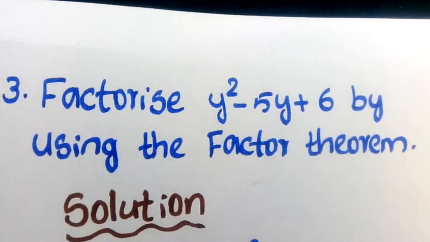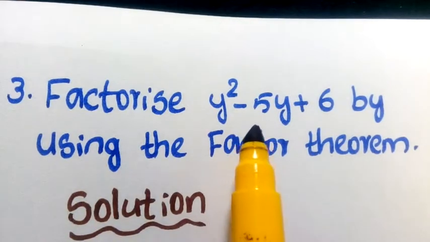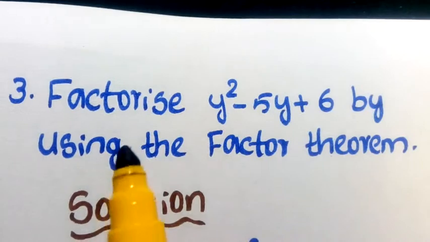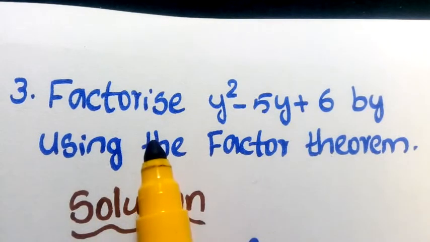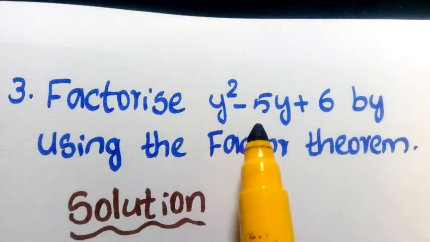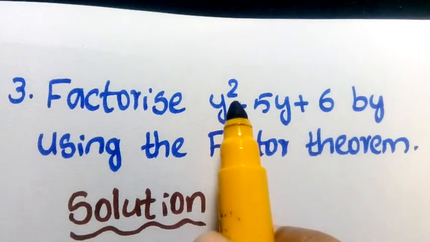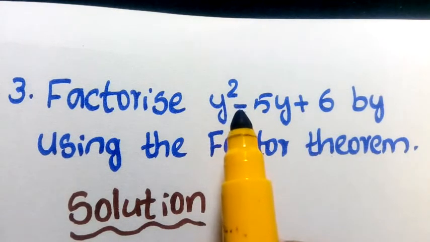Then you will get the value of the given variable. Third question. Factorize y square minus 5y plus 6 by using the factor theorem. Factorize means find the factors. y square minus 5y plus 6 is a quadratic polynomial since the degree is 2. So it has two factors.